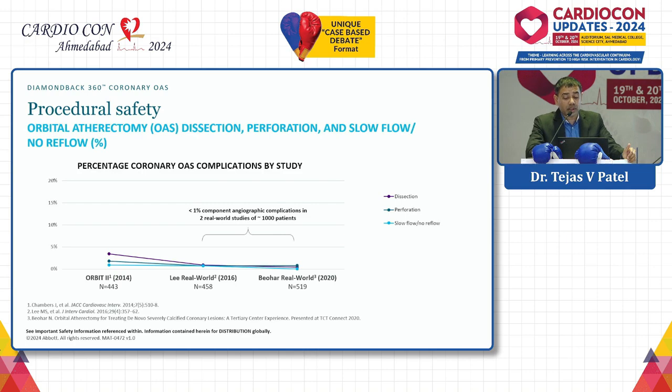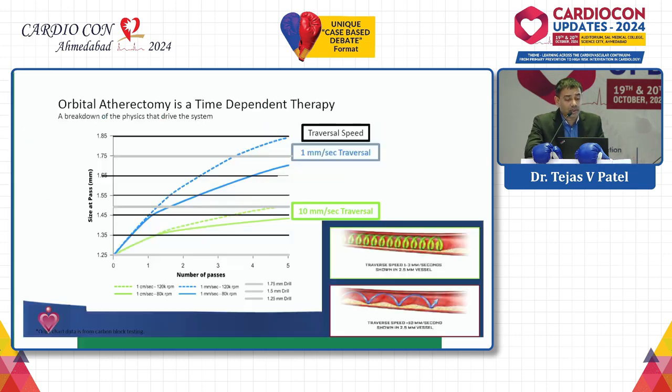That means dissection and perforation are the risk factors or complications with rotational as well as orbital atherectomy. But with orbital atherectomy, the dissection and perforation in real world data is very, very low. It's hardly 1 to 2%. In fact, slow flow is less than 1%, and perforation and dissection is up to 1.5% in the real world data of those studies.